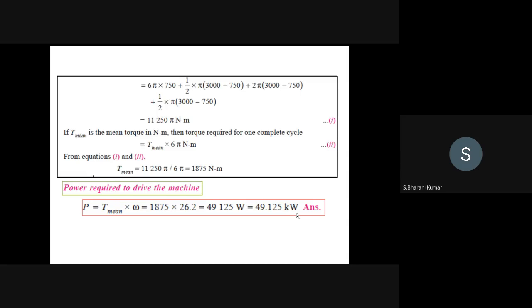Up to this, the first part is over. The first part is the power required to drive the machine. For finding out the power only, we put all the calculations here.